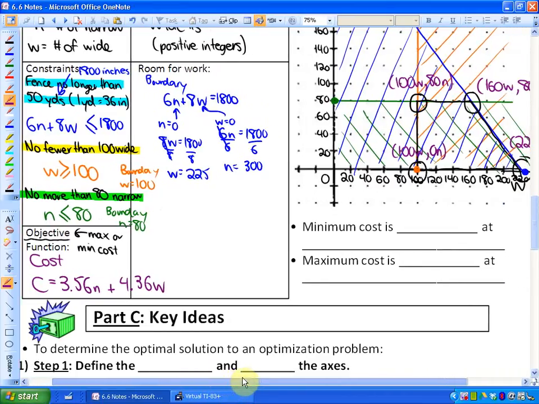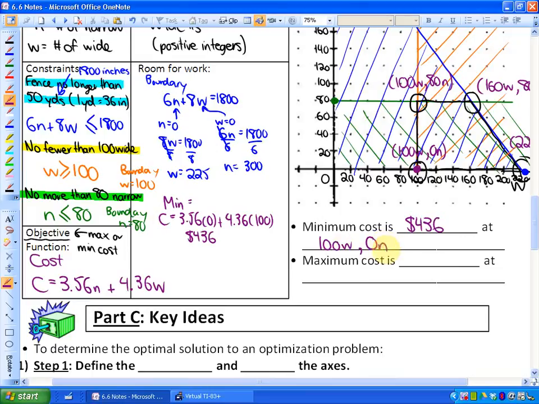Now, which would be the cheapest? We actually already know that. It would be cheapest to have the least of both types. So the least of both types is going to be this point right here. You could test all the points, but the minimum cost would be where we have exactly no narrow boards, so it would be 3.56 times 0 plus 4.36 times 100 wide boards. That's going to give us a cost of $436. So the minimum cost would be $436, and that would be at the point 100 wide boards and 0 narrow boards.